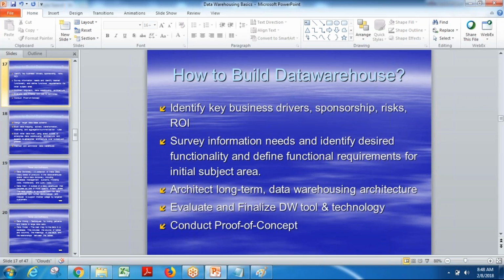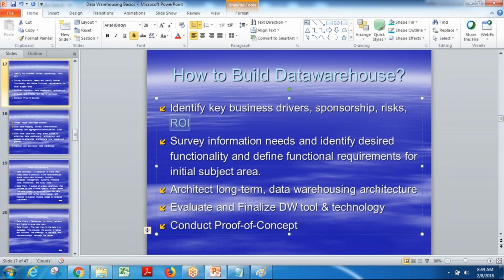First, you need to understand the return on investment. Basically, I'm spending $0.5 million to build the data warehouse. If I'm spending $0.5 million, will it really allow me to improve my revenues from 5 million to 10 million? If that is the case, then only I'll go and invest in the data warehouse, right? So first you need to understand return on investment.